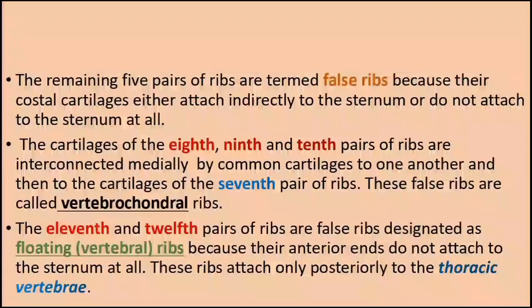The 11th and 12th pairs of ribs are false ribs designated as floating or vertebral ribs because their anterior ends do not attach to the sternum at all, and these ribs attach only posteriorly to the thoracic vertebrae. So the 11th and 12th pairs of ribs are termed floating ribs since the anterior ends do not attach to the sternum at all, but attach only to the posterior thoracic vertebrae.